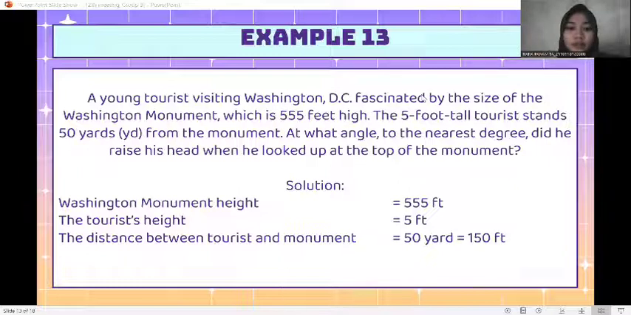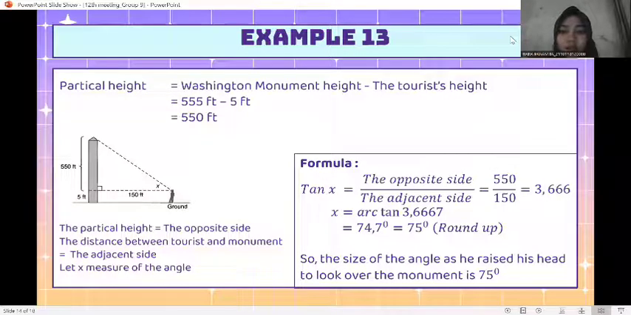The solution: from the question, we have the Washington Monument height is 555 feet, the tourist height is 5 feet, and the distance between the tourist and the monument is 50 yards, or 150 feet. So the particle height equals the Washington Monument height minus the tourist height: 555 feet minus 5 feet, so 550 feet.